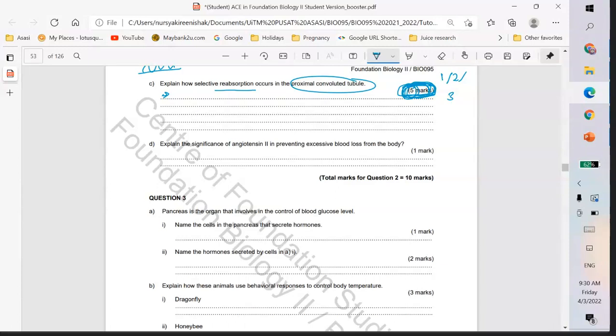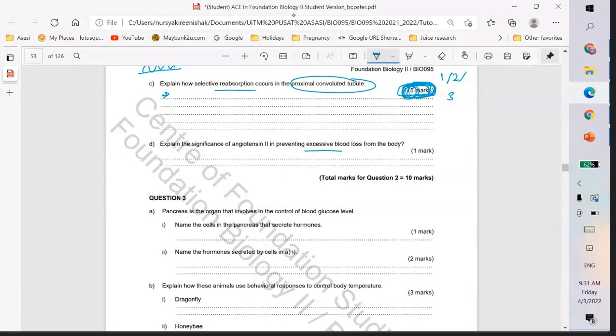You could also add another point in your answer. This process also stimulates the release of aldosterone by the adrenal gland. This will make the distal tubule and the collecting duct reabsorb more water and sodium chloride, to increase blood volume and blood pressure.